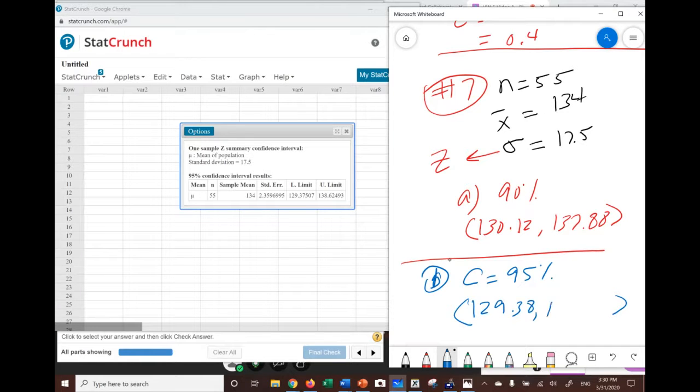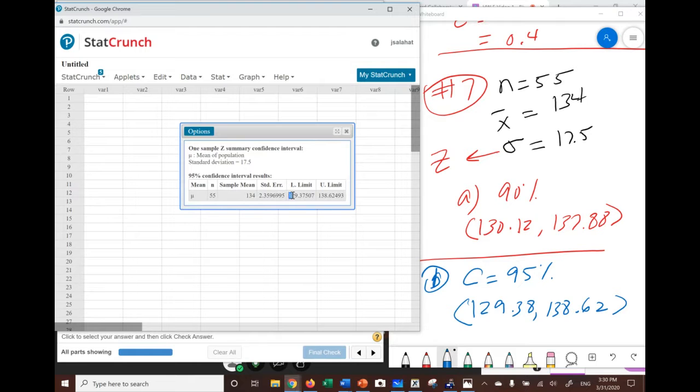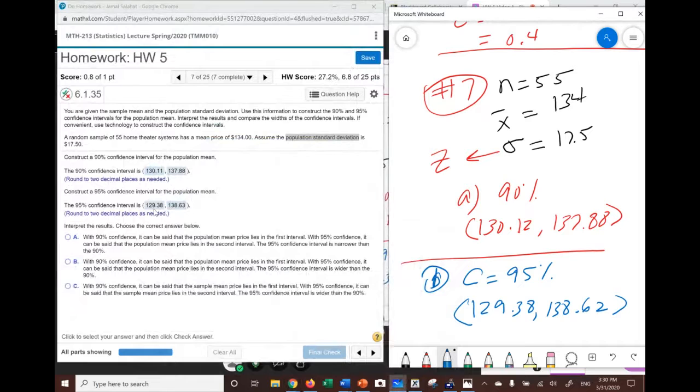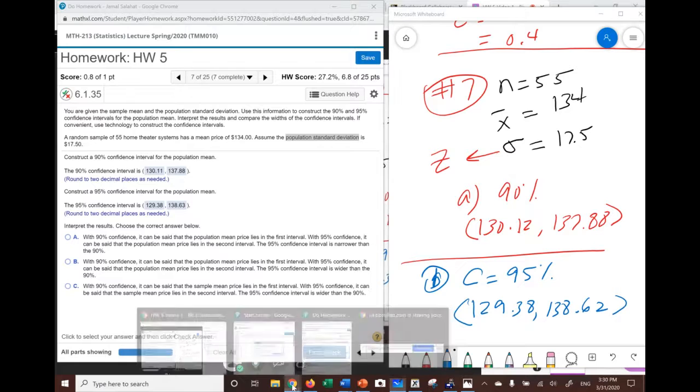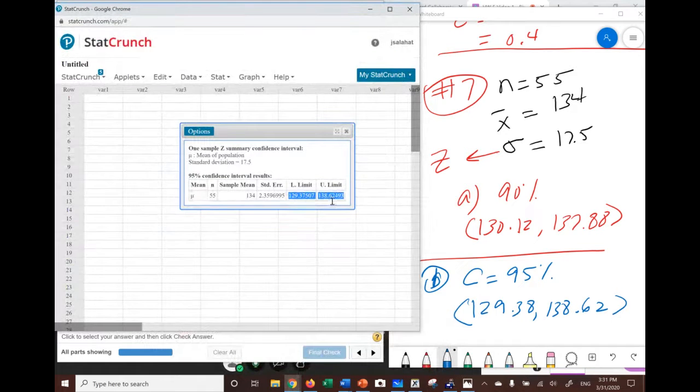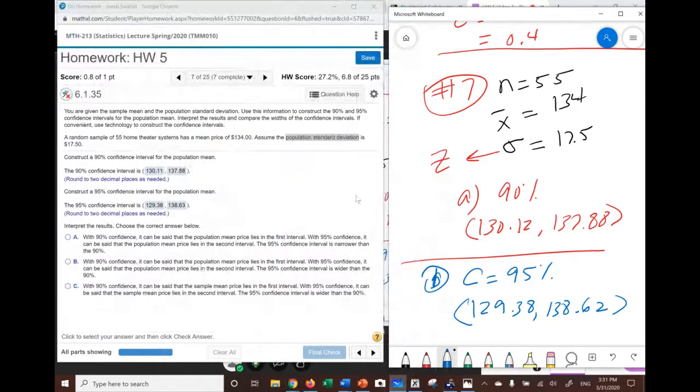That will give you a new interval, and the new interval is going to be 129.38 and 138.62. Again, I'm looking here at the lower and the upper limits. So I needed only two places, and that's the reason why we have 129.38 and 138.63. And in the problem we did here, it gives me 6.2. It's not 6.3.